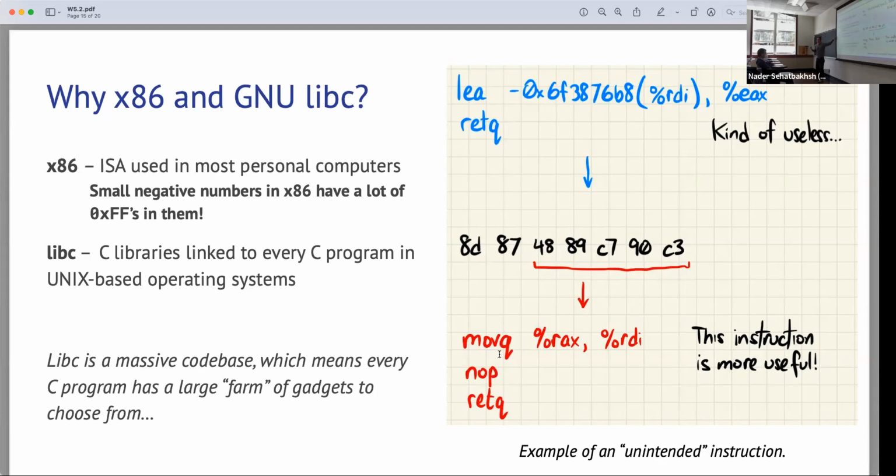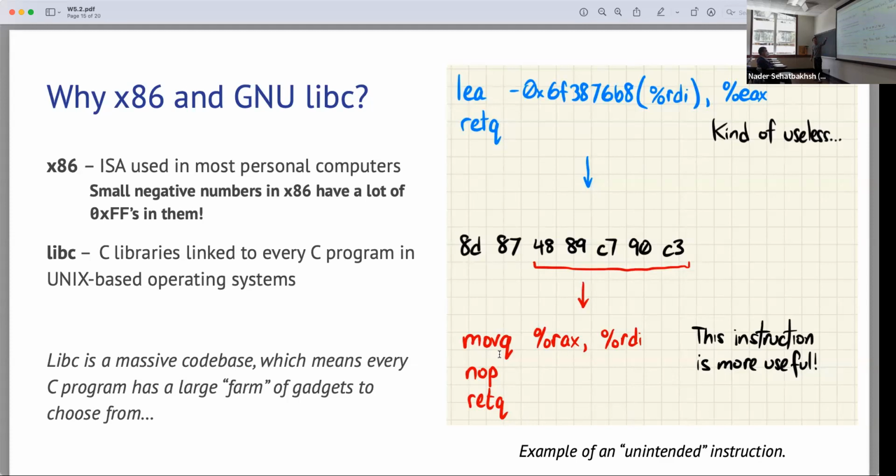Also, libc is very, very important. Libc is a library that is dynamically linked to every program in a Unix-based operating system. This means that if you have any buffer-unsafe application, libc can be linked to it, and you could call libc from that application. This is also nice because libc is huge, because it needs to be, and that gives us a lot of space to try and find gadgets.